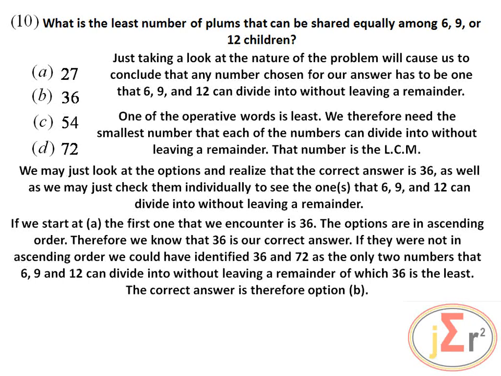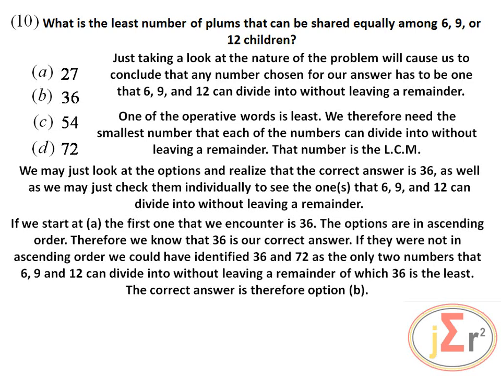The options are in ascending order. That means the numbers are increasing all the time. Therefore, we know that 36 is our correct answer because all of the numbers that come after 36 are greater than 36, and we are looking for the smallest such number. Therefore, we need to go no further.